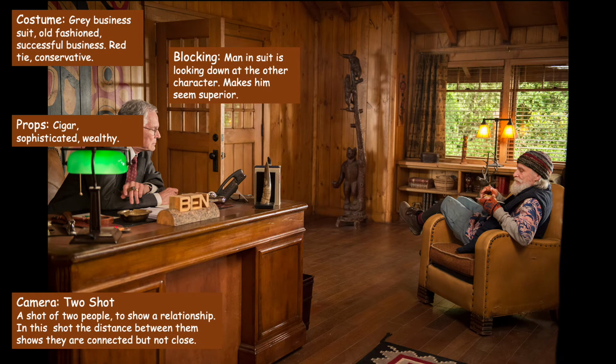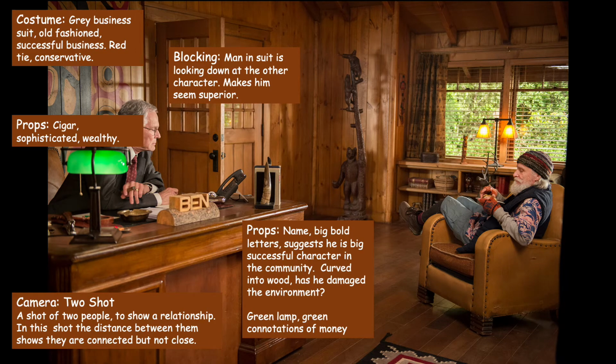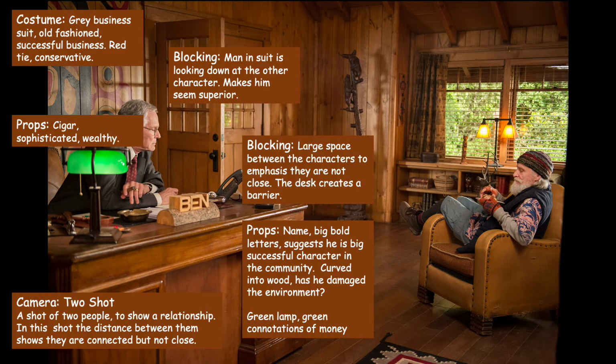Now this is a 2-shot, so we see both of them in the frame at the same time. There is a connection between the two, but they're not close together. In terms of props, this character Ben has his name in big bold letters, which suggests that he is a big successful character in the community. It's carved into wood. Has he damaged the environment? Also this green lamp. Green has connotations of money and greed.